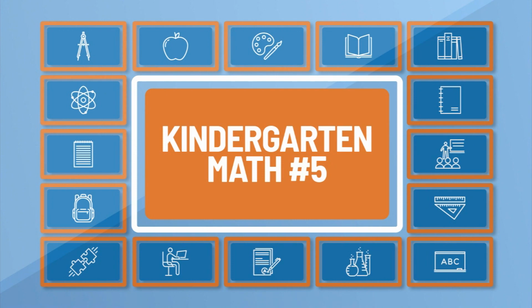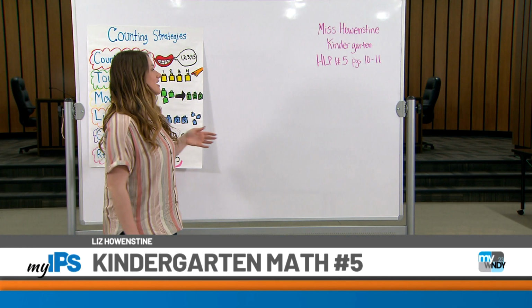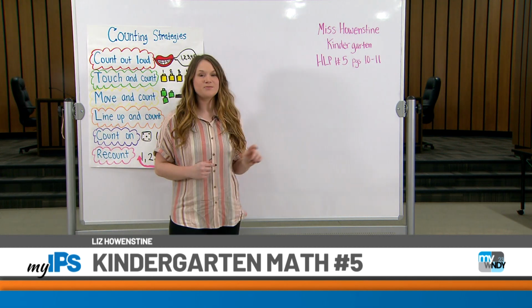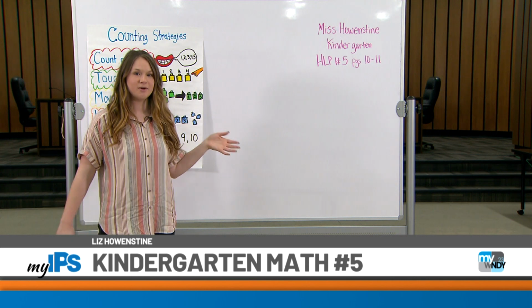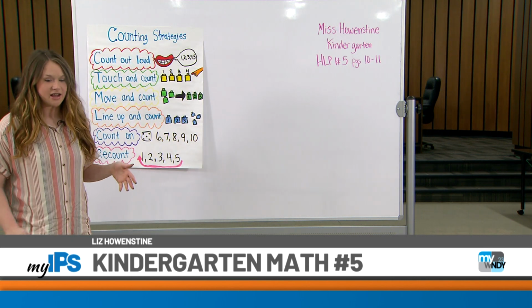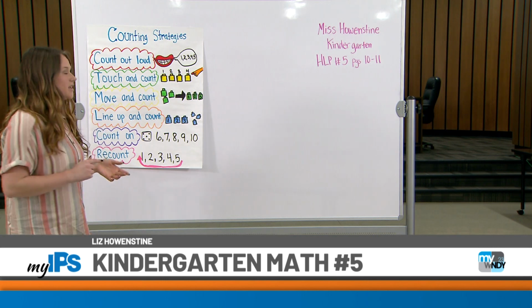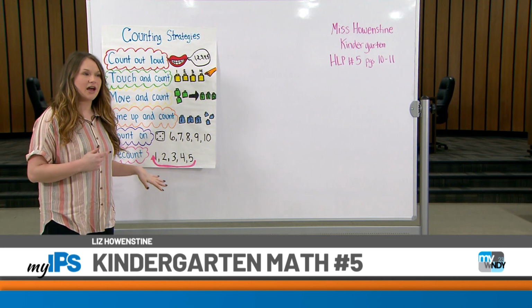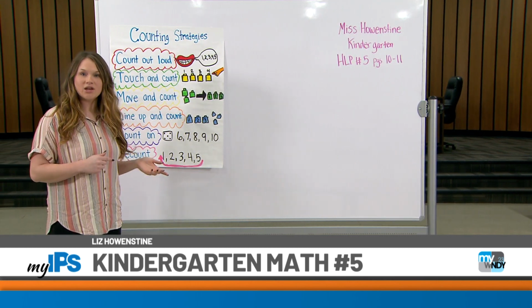Hi, I'm Ms. Howenstein, and today we are going to be doing kindergarten math, and it will be in your home learning packet. It's number 5, pages 10 to 11, so you can turn to pages 10 to 11. We're going to do some counting today. On pages 10 and 11, it talks about counting groups of objects. We have lots of counting strategies that we can use.